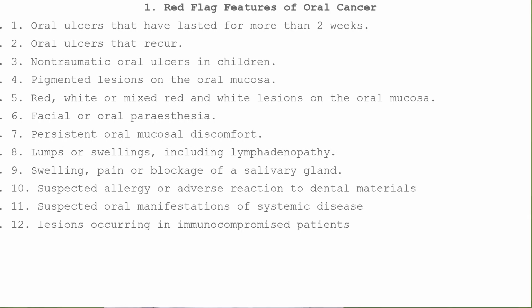The 11th red flag feature is suspected oral manifestation of systemic disease, for example, syphilis, Behçet syndrome, HIV, inflammatory bowel disease, lichen planus, and pemphigoid. The 12th red flag feature is lesions occurring in immunocompromised patients, for example, patients with neutropenia or HIV infection. These were the red flag features for oral cancer. You must know the details of each one. To know more about each topic, you can go to the concerned topic present at the website of the Academy of Dental Knowledge.